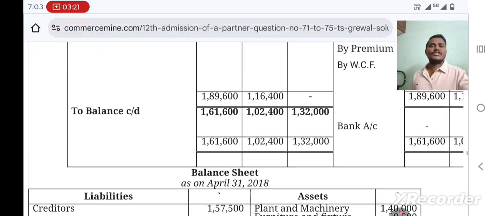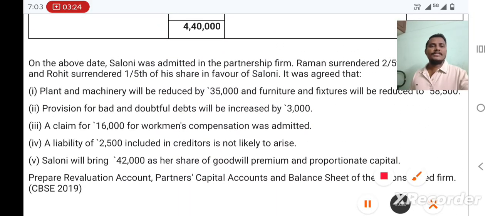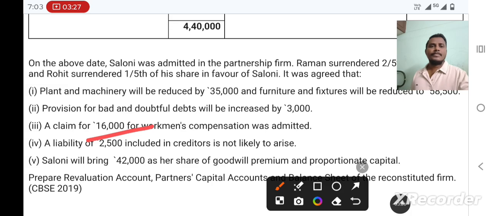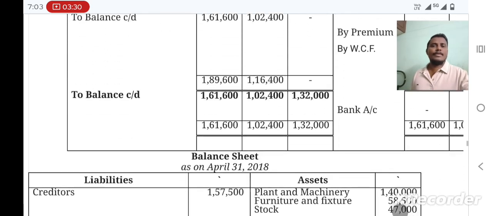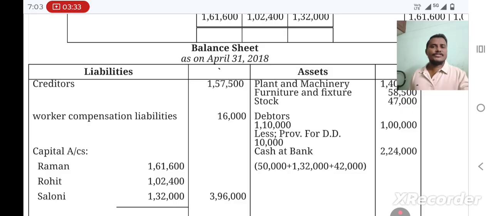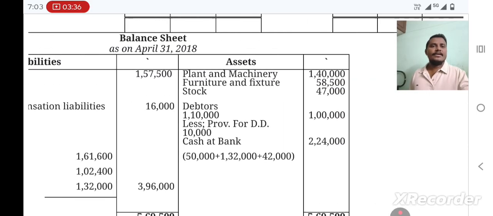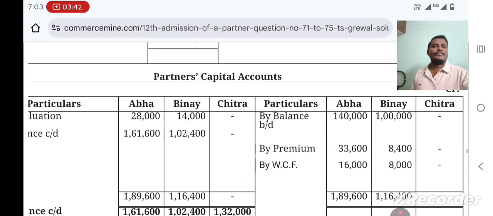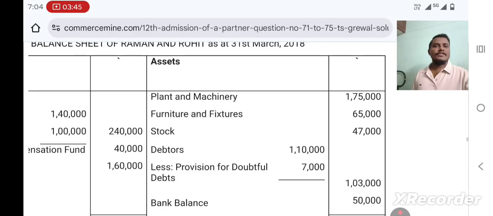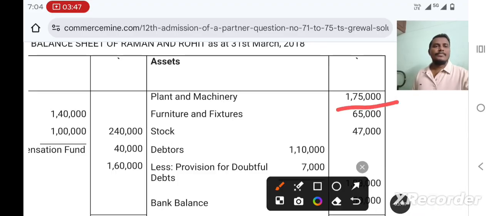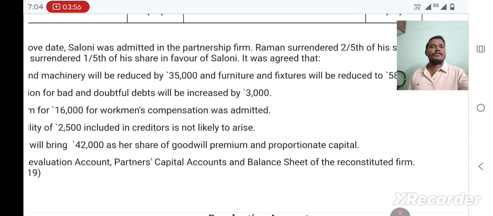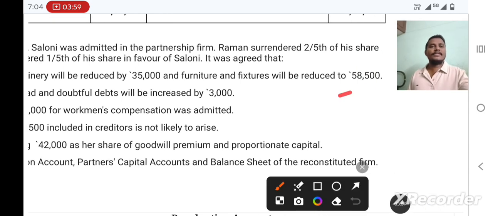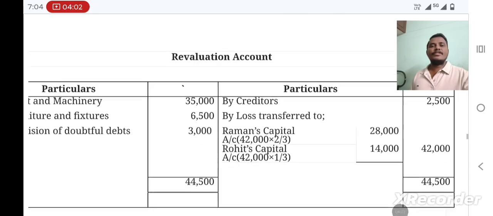And workman compensation claim, which is given the adjustments for rupees 16,000. This one you can show, this is also a liability for us. So to workman compensation claim 16,000. I think that's all for the liability side. And in the asset side, you can show plant and machinery reduced by 35,000. So old plant and machinery, if you see, it is 1,75,000. So minus 35,000, 1,40,000. Furnitures and fixtures reduced to 58,500. So this amount you can take directly and put it inside the balance sheet. 58,500.